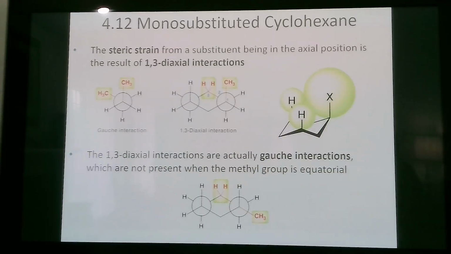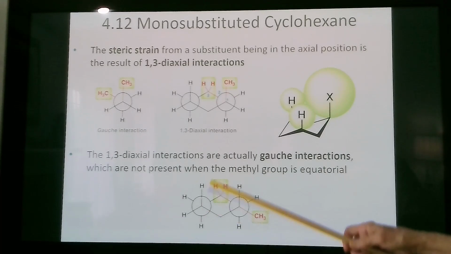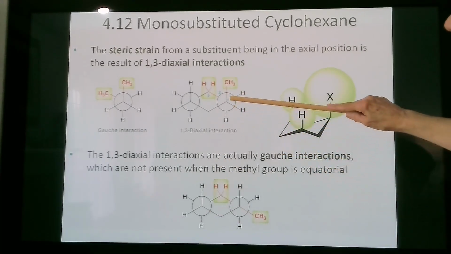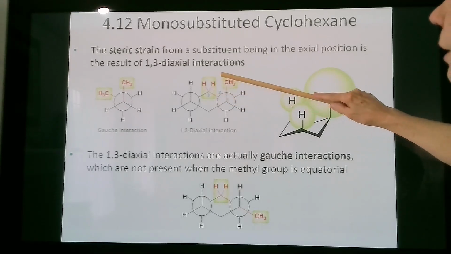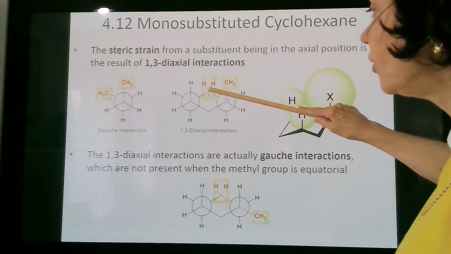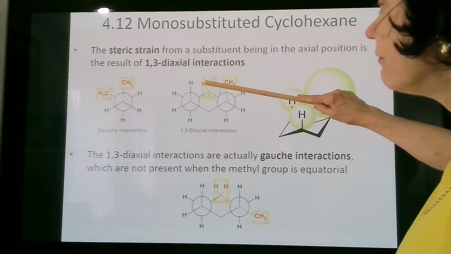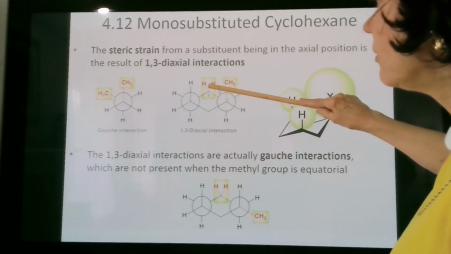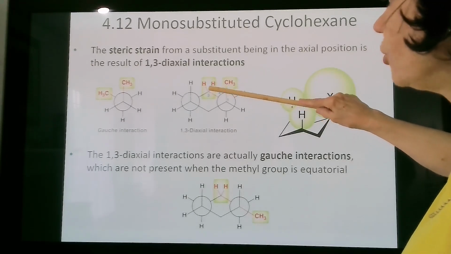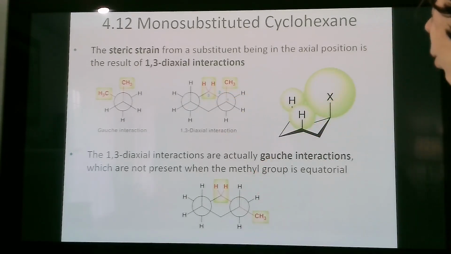So here, it's drawn very nicely for you, the methyl in the axial position interacting. This is at the 1 carbon, this is at the 3 carbon, and one of these will be axial and one will be equatorial. So this methyl is interacting with the one that's axial. The one that's equatorial is pointing away.